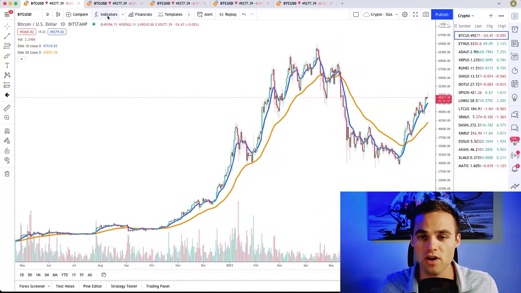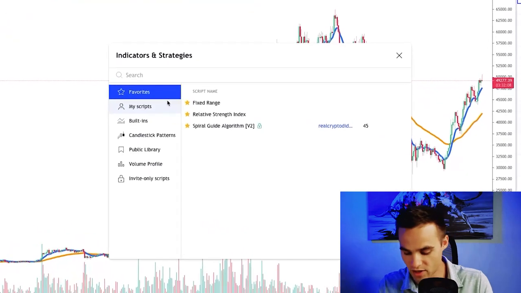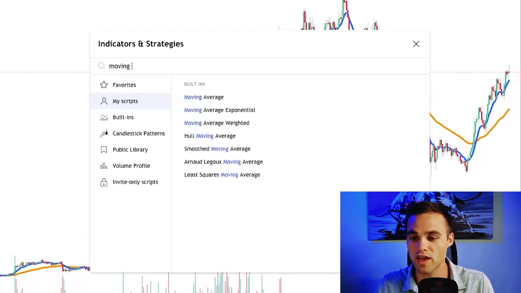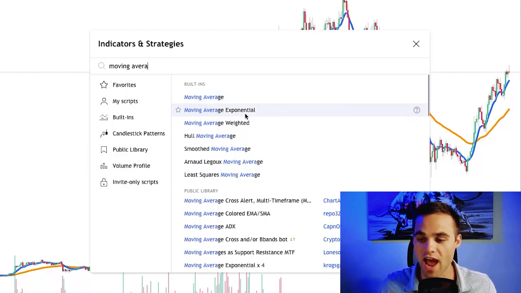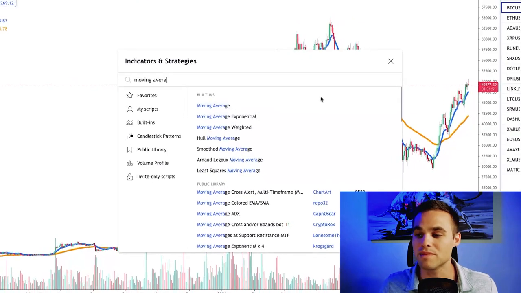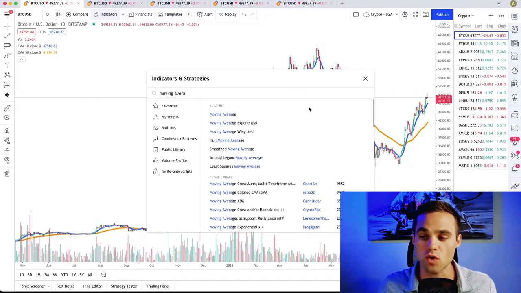So here's how to put it onto your chart. You'll just come up here to indicators and then you can put on moving average, and you can see that there is a moving average and there's a moving average exponential. So there's 2 types of moving averages. One is a simple moving average and one is an exponential moving average. I like to use an exponential moving average, and all it does is it simply assigns a higher value or more weight to what's happened to price more recently.